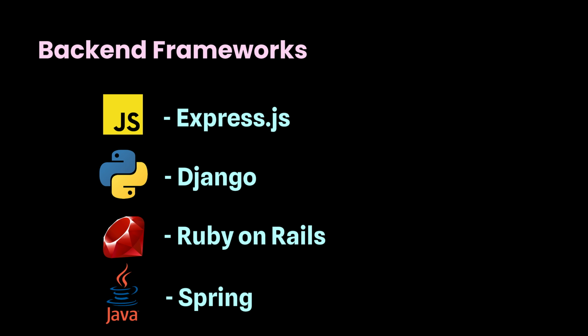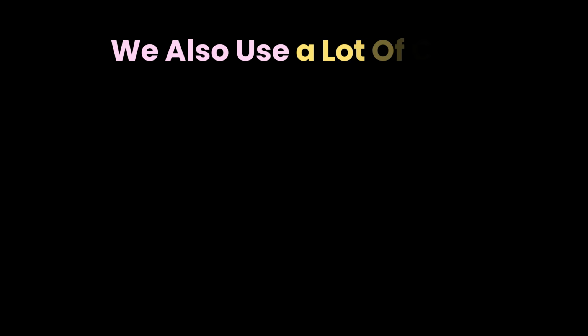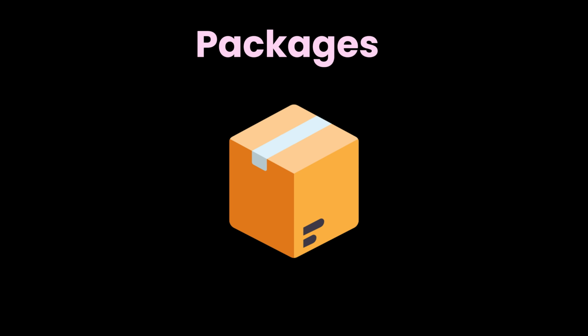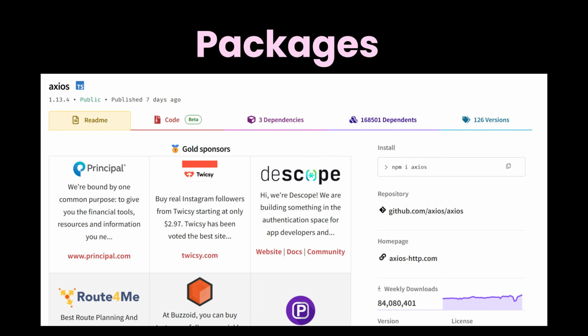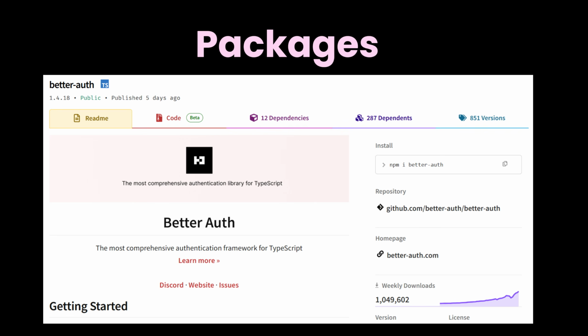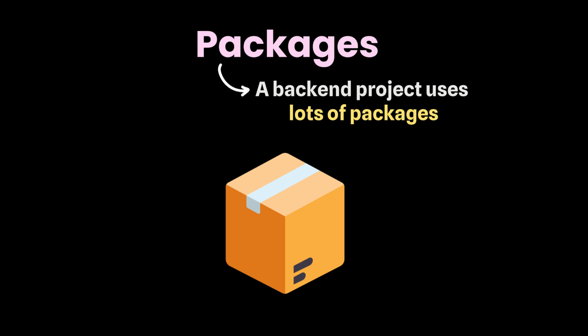But frameworks aren't the only thing we rely on in the backend. We also use a lot of code that other developers have already written. These pieces of code are called packages, and they help us handle common tasks, like making HTTP requests, connecting to a database, or setting up user login and authentication. A backend project can use dozens or even hundreds of these packages, so in order to install them and keep them organized easily, we use something called a package manager.